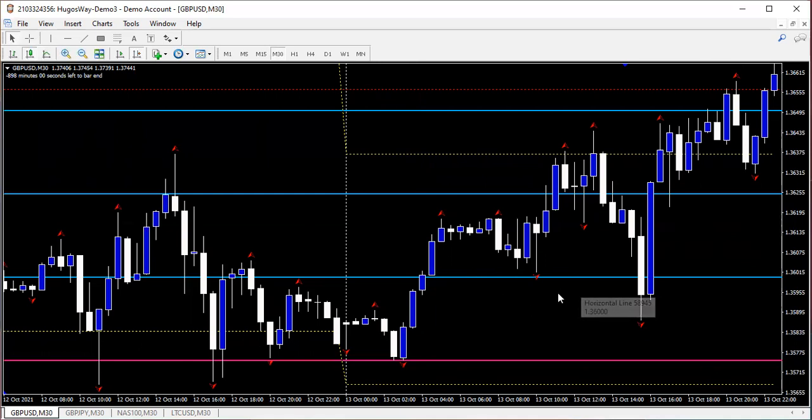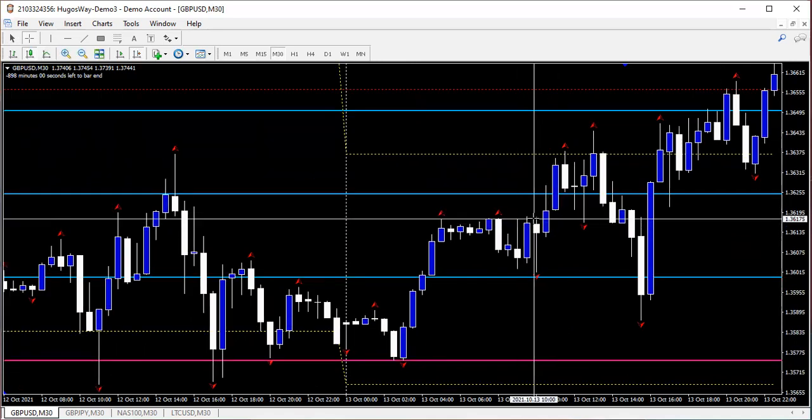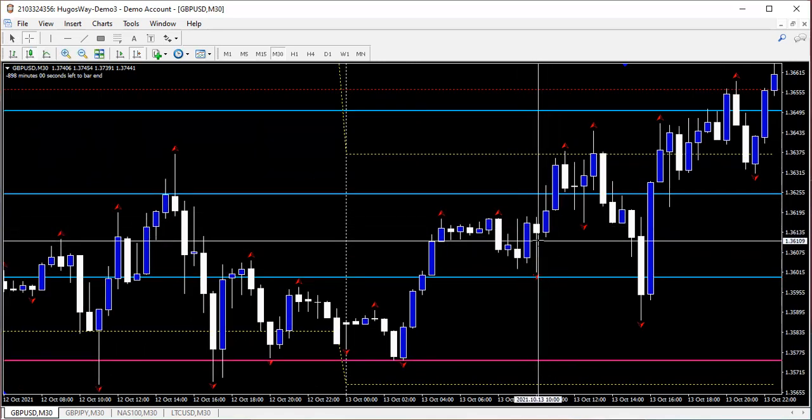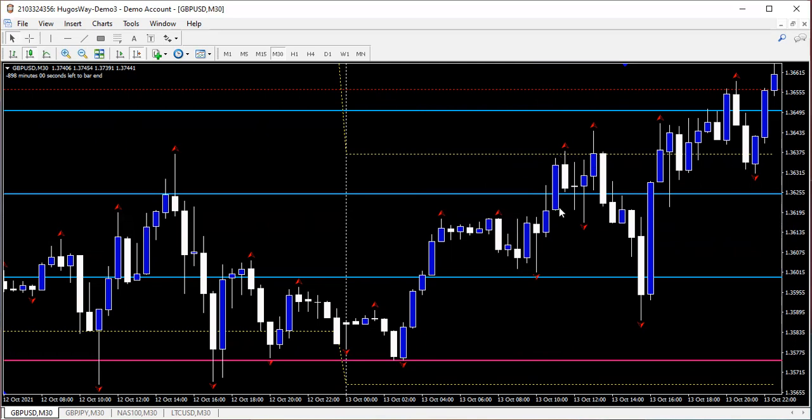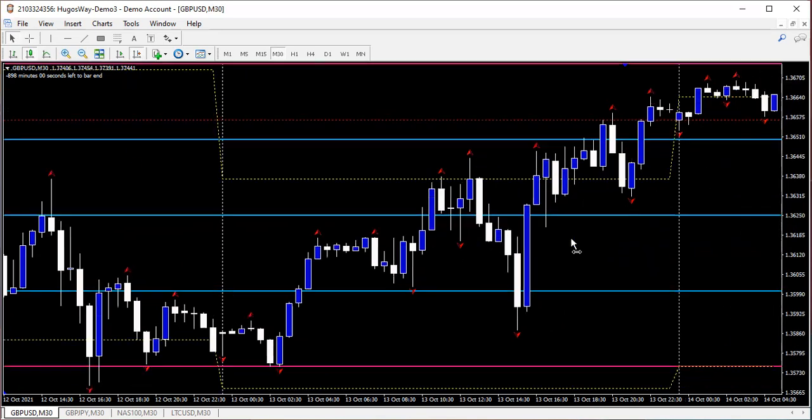Now, here you go with your break and retest. Price came up, broke through your support, came back, gave you a retest, and engulfed the previous candle. Here's your entry, 10 pips. That's it, that's 16 pips.